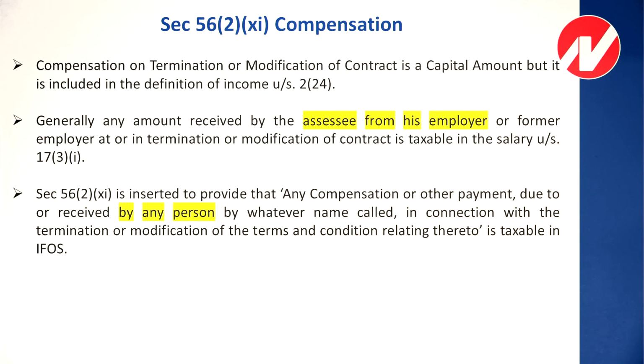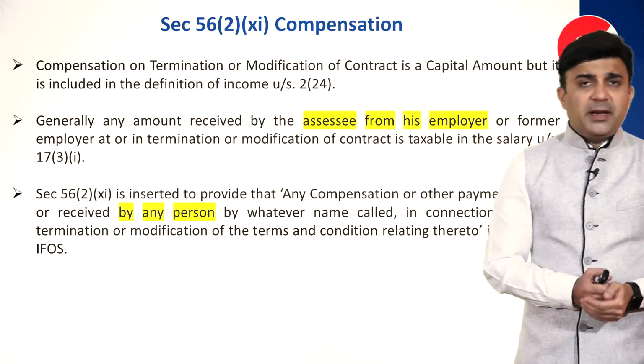Friends, the change made is under section 56(2)(10); 73(1) has been kept as it is. Additional section 56(2)(11) has been inserted to provide that any compensation or any other payment due to or received by any person, by whatever name called, in connection with the termination or modification of the terms and conditions relating thereto, is taxable in income from other sources. Sir, this would apply when the compensation is not able to be taxed under the head salary, when it is not received from the employer. You will say, okay sir, former employer is also covered there. Agreed, former employer is also covered.